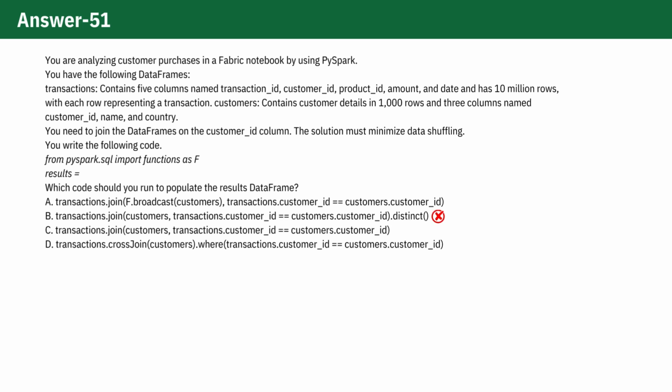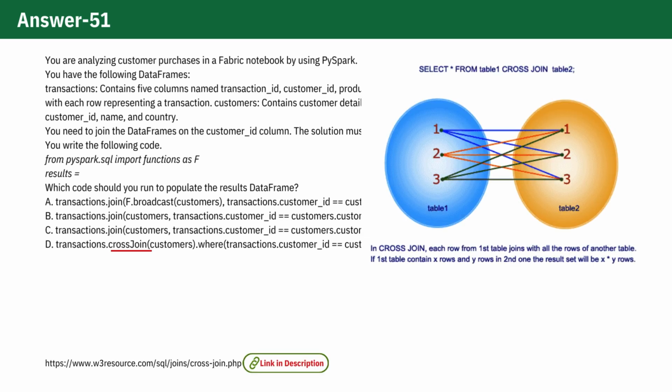Option C uses a simple join, and similar to option B, this approach performs a simple join without utilizing broadcast, leading to potential inefficiencies due to data shuffling across the cluster. So this is incorrect. Option D uses cross-join, and this performs a cross-join, that is the Cartesian product between the 2 data frames, and then filters the result based on the customer ID match.